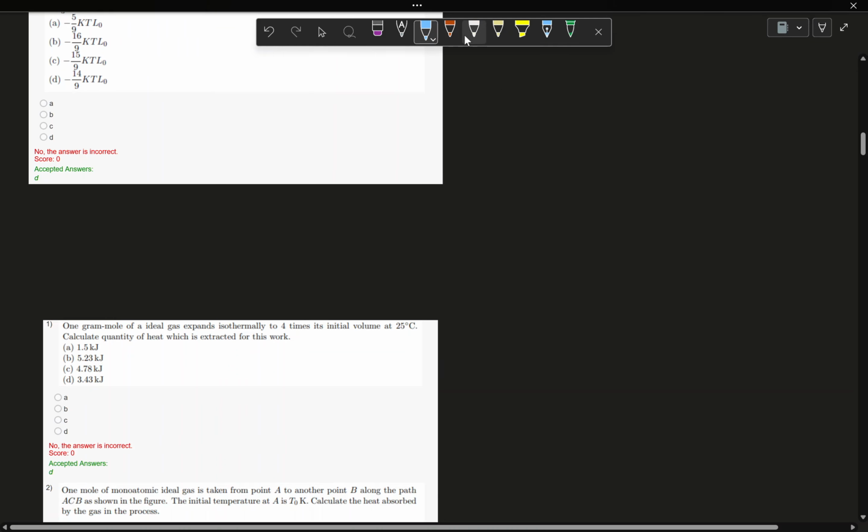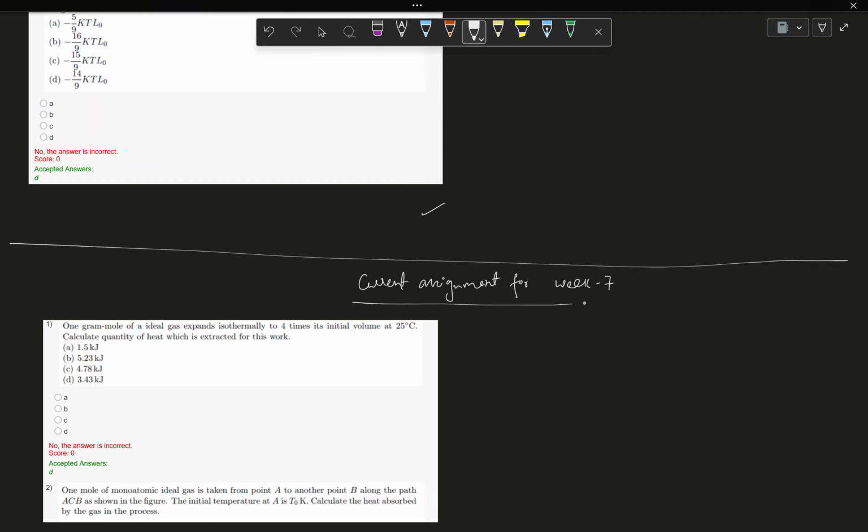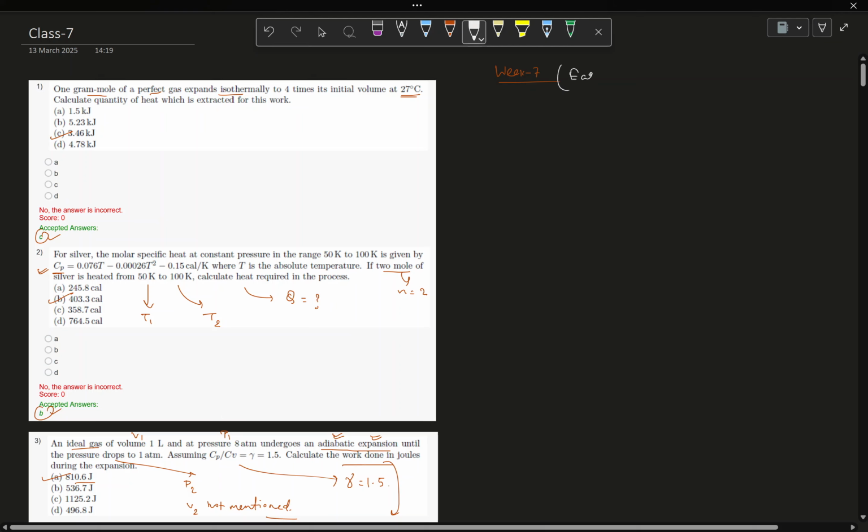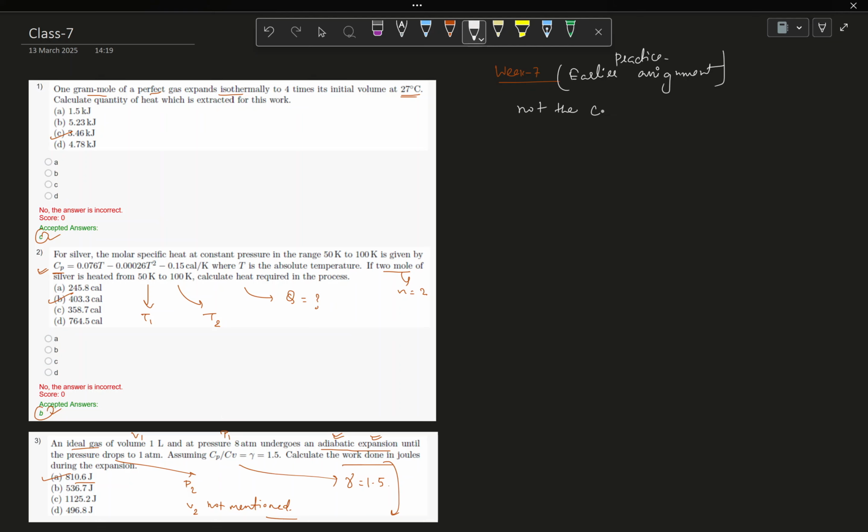Up to here, this previous week's assignment ends, and from here this is the current week's assignment, for week 7. I'll also solve this, but after I solve the previous part. What I am dealing with right now is the earlier assignment, or this is a practice assignment. This is not the current assignment, not the currently given one, so do not confuse.